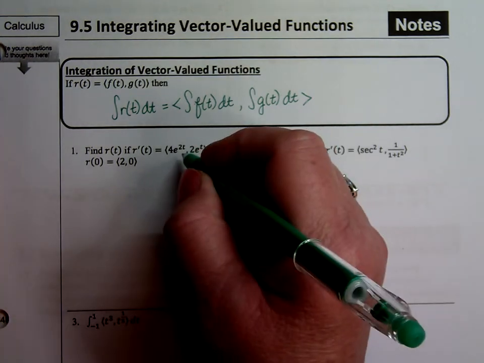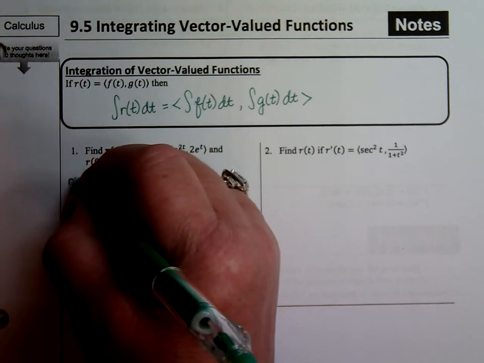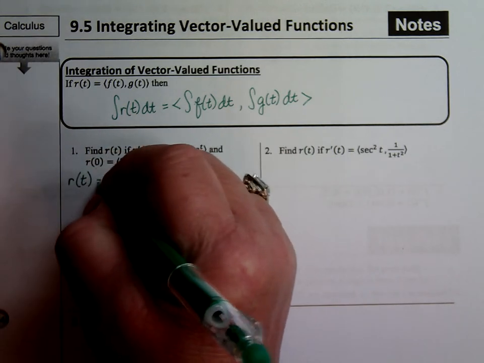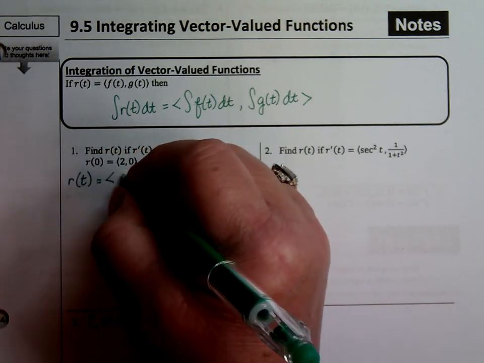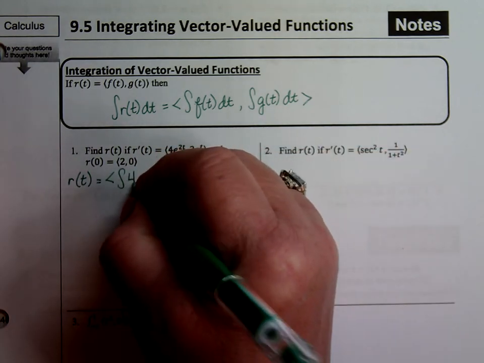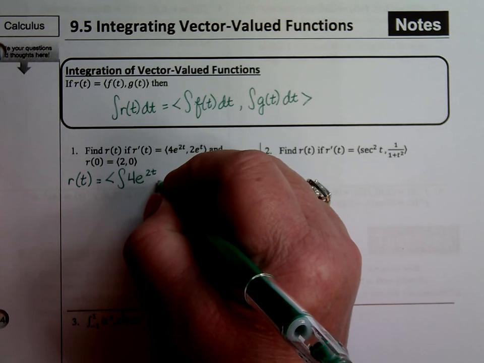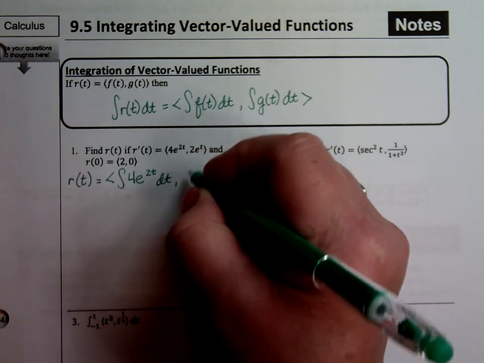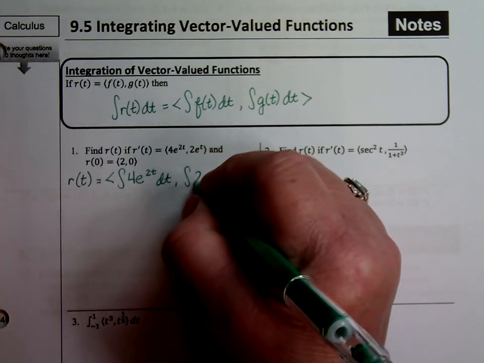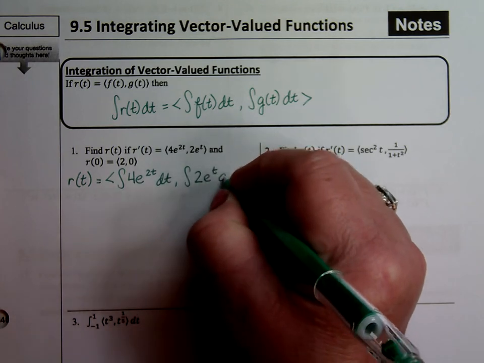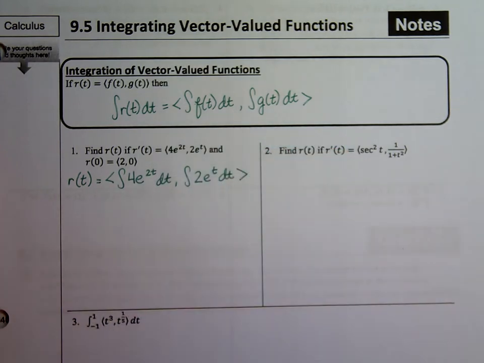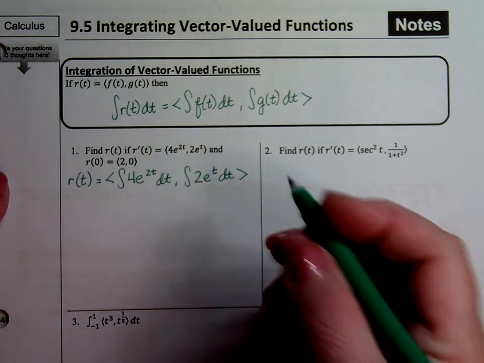So I look at this first, so I'm going to say, let me say it this way, r of t is the vector that's created by the integral of 4e to the 2t dt, and then the integral of the y component 2e to the t dt, and whatever that turns out to be, that's going to be what my r of t is.